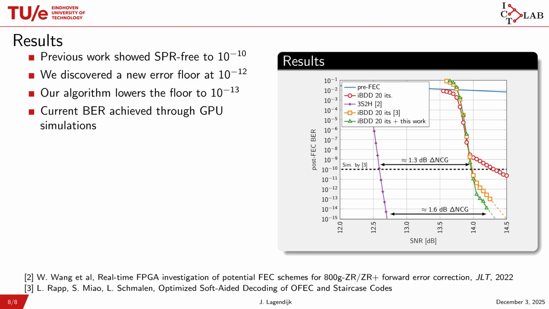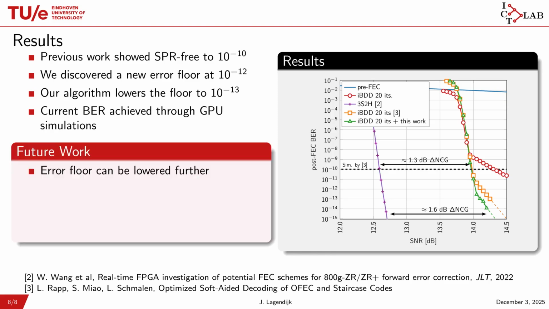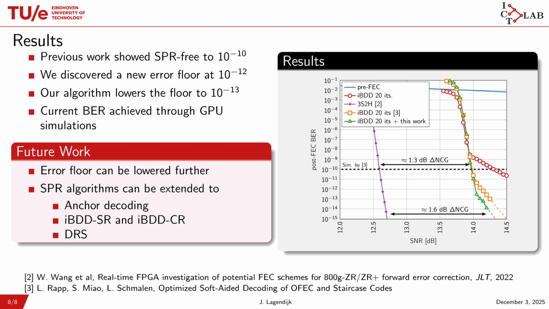So I had to, at the end, simulate for over a week on multiple GPUs with handwritten CUDA code just to get this low. While a 1.6 to even a 1.3 dB gap is still quite large, firstly, we can lower the error floor, and additionally, these algorithms with this error floor can also be extended to some soft-aided algorithms or some miscorrection-free algorithms, which have a much smaller gap, but still much lower complexity.